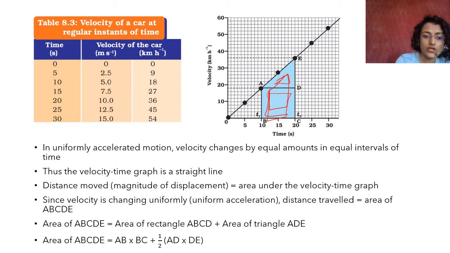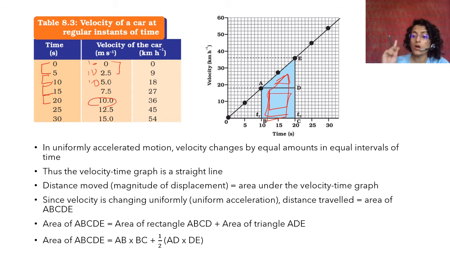So what happens here is you see that in intervals of 5 seconds each, the velocity is increasing by 2.5 meters per second. If the car had been moving at the same speed, for example 10 here, 10 here, 10 here, then it would have been uniform motion, which would have given a straight line like we saw in the previous slide.